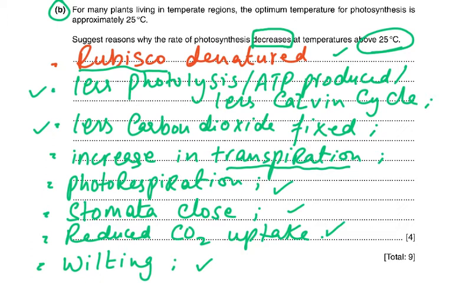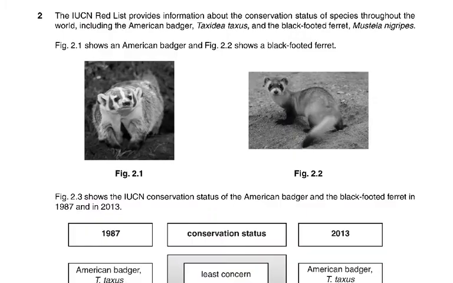Naturally, if the stomata are closed, then the carbon dioxide will not diffuse into the leaf. The IUCN Red List provides information about the conservation status of species throughout the world, including the American badger and the black-footed ferret. So let's talk of the badger and the black-footed ferret. Figure 2.1 shows an American badger.